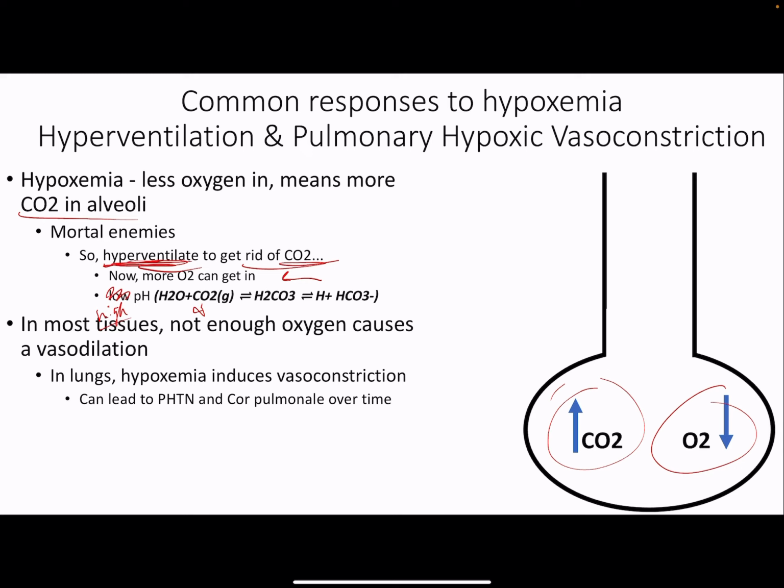And more importantly, probably, is the vasodilation. So if a particular alveoli is not getting a lot of oxygen, vasoconstriction is going to occur. Normally, tissues, when they want more oxygen, vasodilate to increase blood flow. The lungs are the exception. If you think about it, it makes sense.